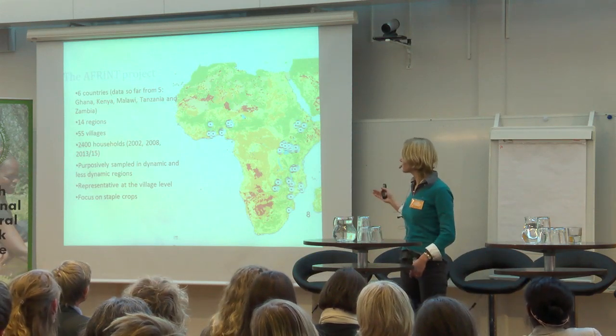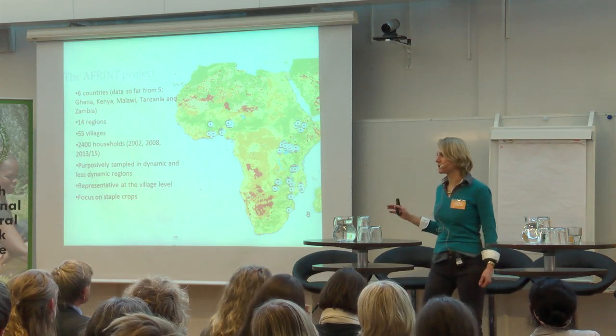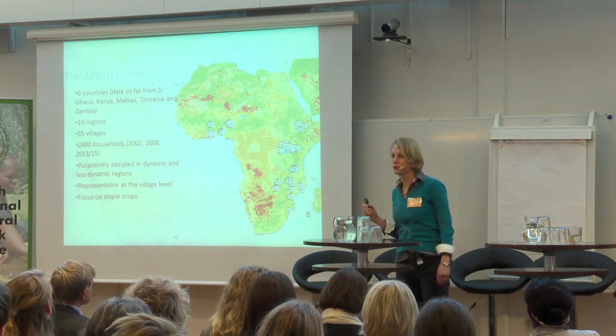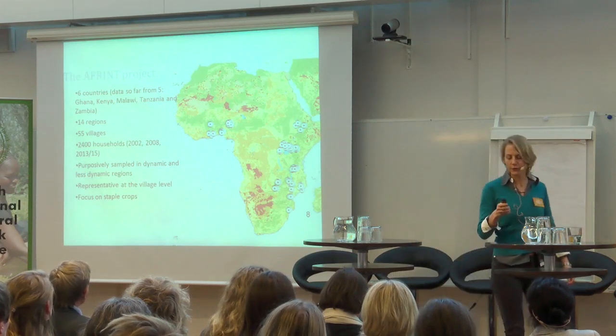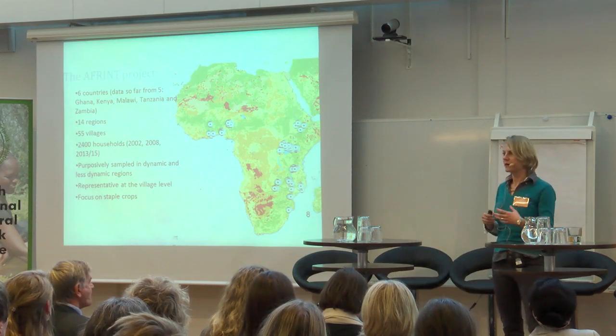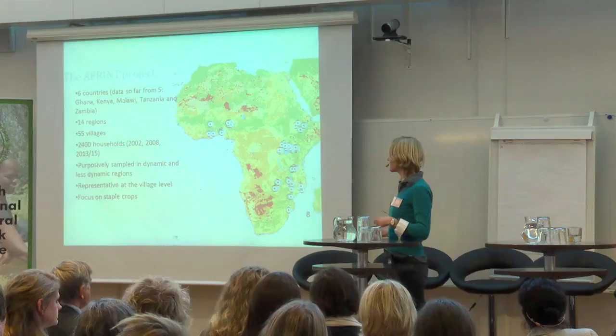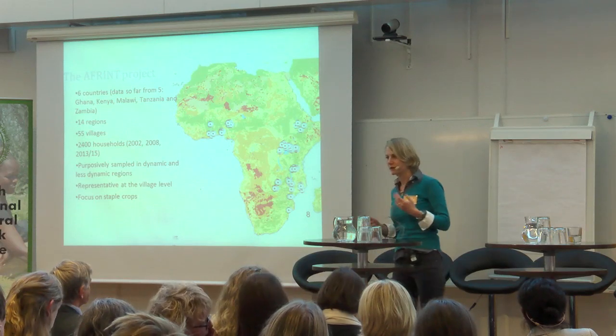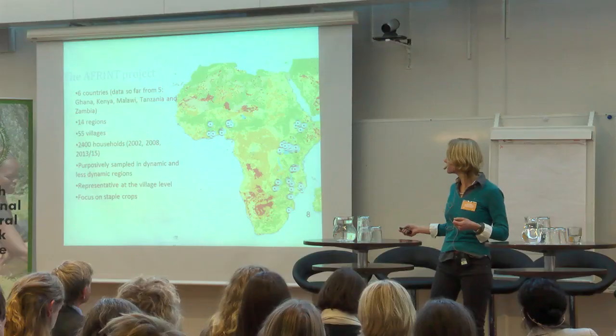And in statistical terms, the data set is representative at the village level. And there is a strong focus on staple crops. The reason for this focus is that this, after all, will probably be the main key to feeding growing urban populations; the food question revolves around staple crops. And in this context, it's mainly maize, rice, sorghum, and we've also covered cassava and tuberous crops in earlier surveys.